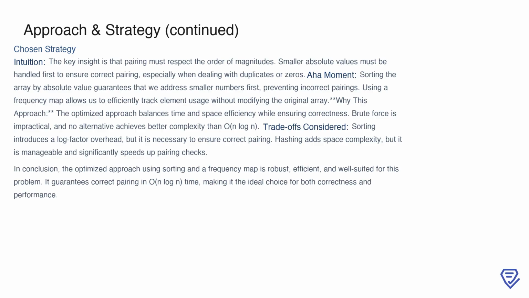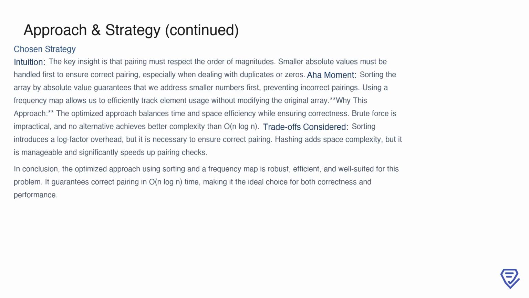Using a frequency map allows us to track how elements are used without modifying the original array, ensuring efficiency and precision. The moment of realization here is that sorting by absolute value eliminates the risk of incorrect pairings, while hashing enables quick lookup and management of element counts. This approach stands out because it balances both time and space efficiency while maintaining correctness.